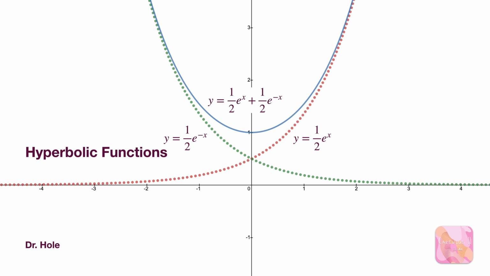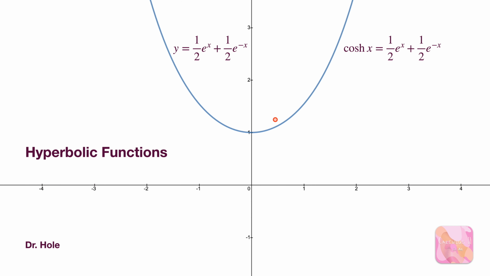Notice the nice symmetry about the y-axis of the blue curve. This blue curve is the graph of our first hyperbolic function. We can read this as cosh of x. Cosh of x is the hyperbolic cosine of x. It's defined as a sum of exponentials.